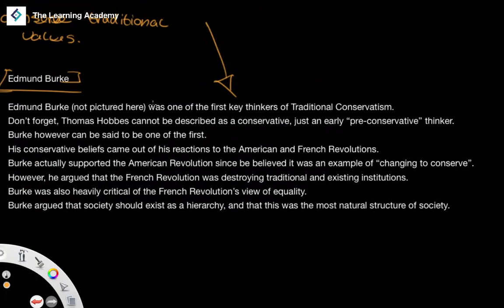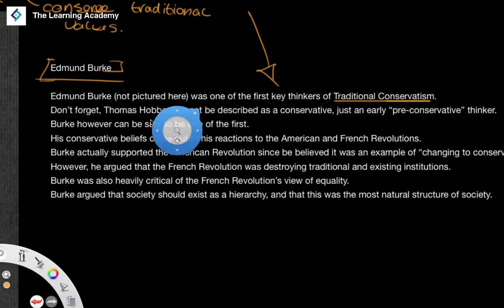So Edmund Burke, who is not pictured here, was one of the first key thinkers when it comes to traditional conservatism. Okay, let me just reverse that there. He was one of the first traditional conservatives. He wrote a number of things relating to conservatism, a number of different treatises and books, one of which I have on my shelf up there, I believe. On the Evils of Revolution is one of his particular works.